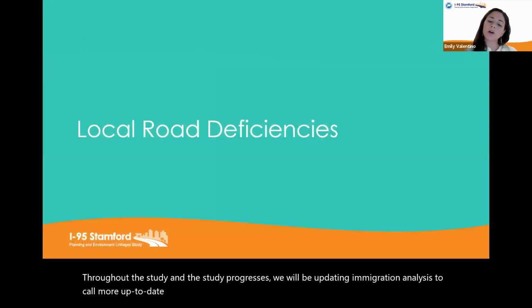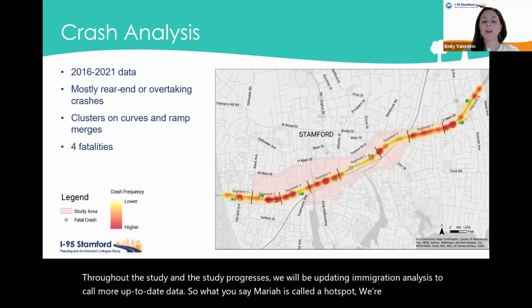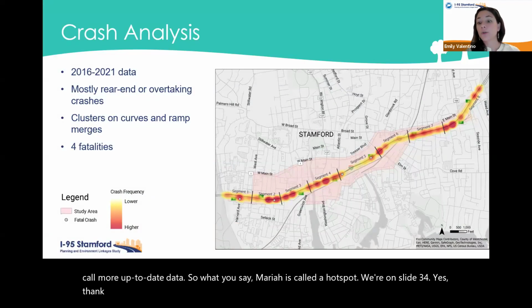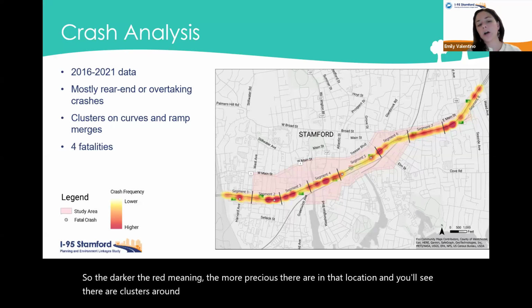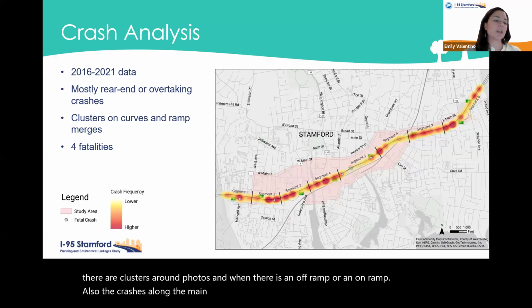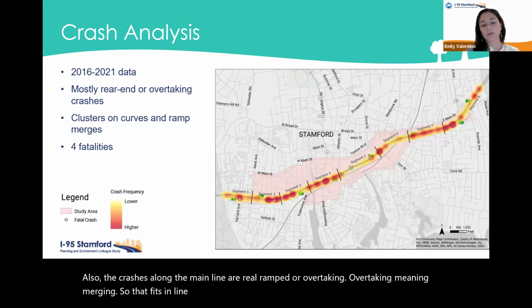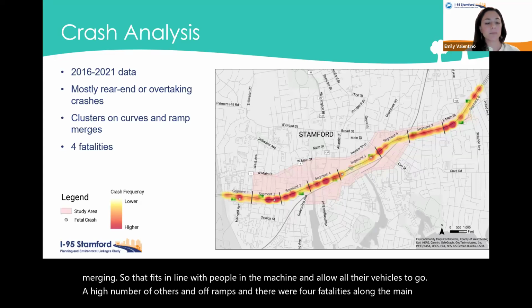So what you see on the right is called a hotspot map. We're on slide 34. Hotspot map. So the darker the red, meaning the more crashes there are at that location. And you'll see there are clusters around curves or when there is an off-ramp or an on-ramp. Most of the crashes along the main line are rear end or overtaking, meaning merging. So that fits in line with the people having to merge and allow other vehicles to get on when there are a high number of on-ramps and off-ramps. And there were 4 fatalities along the main line in our study area within the 5-year study period.